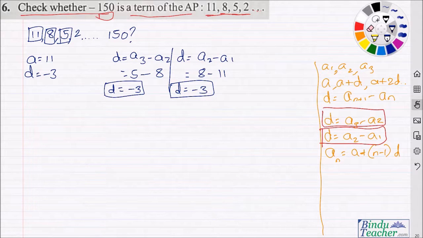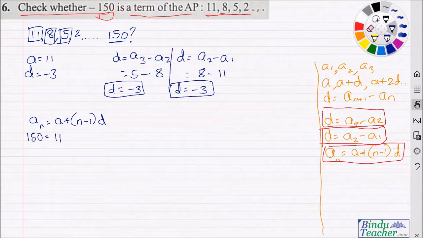Okay, so now we have to find if 150 is any of the terms here. For this, let's use the formula that we wrote here, which is A of n equals A plus n minus 1 into D. So A of n is given as 150 equals, the value of A is 11 as we found out here, plus n is something we do not know, so I'll write n minus 1 into D. D is minus 3.